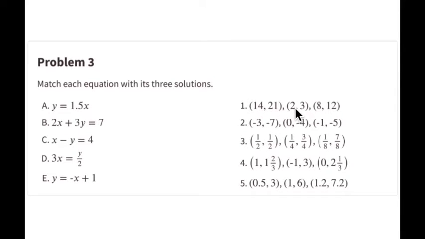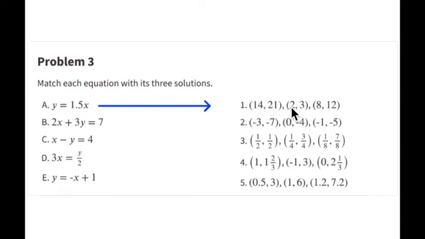Half of 2 is 1. 2 plus 1 is 3. Half of 8 is 4. 8 plus 4 is 12. So all 3 points are solutions to this equation. What that means is that you take the x-coordinate and the y-coordinate, and these are each points on the line defined by this equation. So this is an equation for a line. If you graph this equation, you get a straight line. These 3 points are on that line. So these 3 points are solutions to this equation.